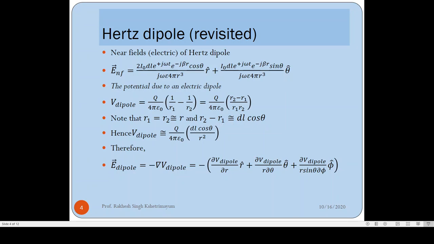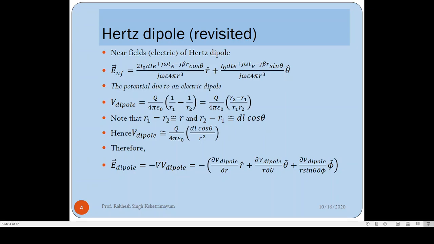So cos theta is the angle. Basically we are keeping plus q at plus dl by 2 and minus q at minus dl by 2 along the z axis. The location of the plus q charge is (0, 0, dl by 2), and the location of the minus q charge is (0, 0, minus dl by 2).